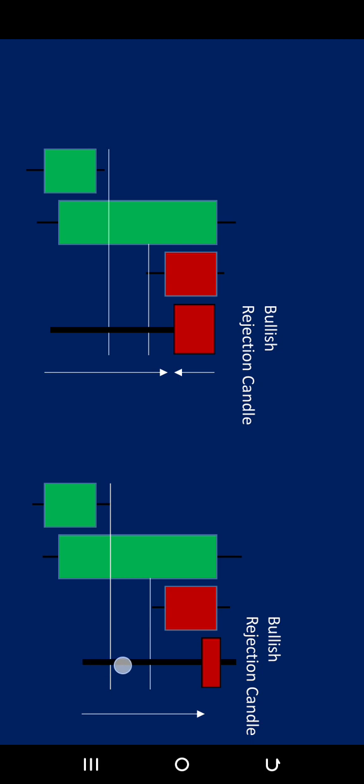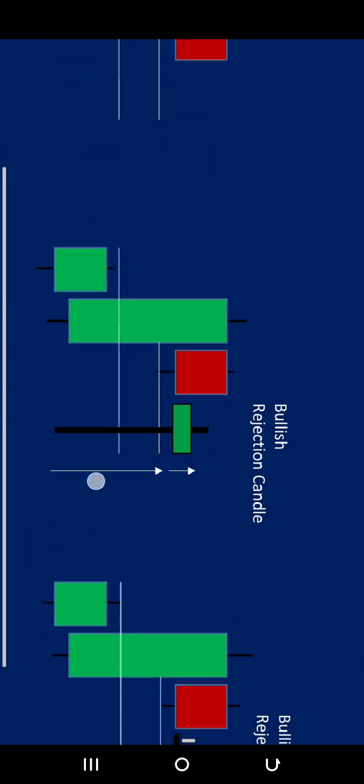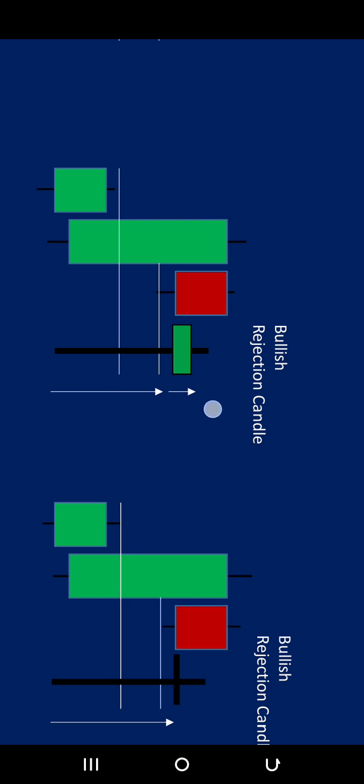This is a rejection candle. Please, I want you to take note of rejection candle. Understand rejection candle, because I will be teaching you the concept very soon. This is also a rejection candle that we've talked about. Can you see? A long wick and a small bullish body. It shows an intention of price moving upward.